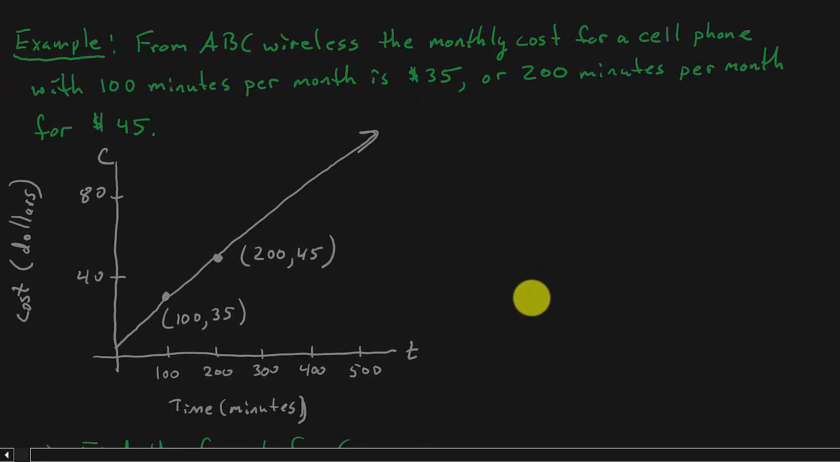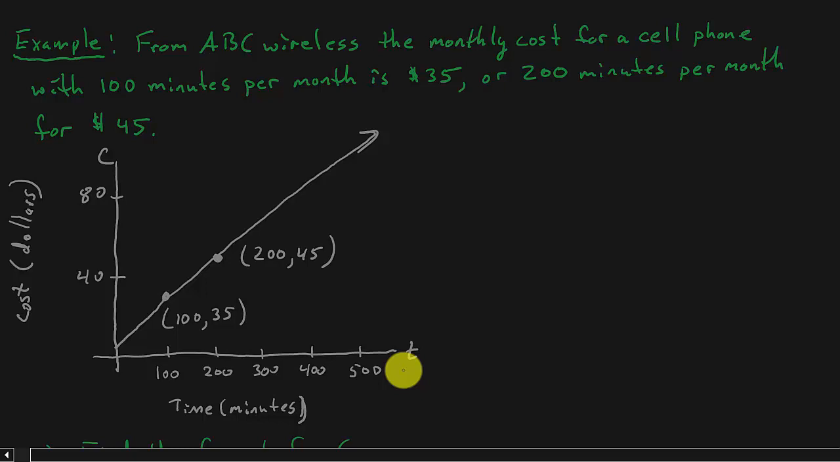All right, so from ABC Wireless, the monthly cost for a cell phone with 100 minutes per month is $35, or you can get 200 minutes per month for $45. And so what we've done, here's your minutes down here. This represents the minutes. So 100 minutes is $35. There's a point there, that's the point (100, 35). And then 200 minutes for $45. So if we go over to 200, that goes up to 45. This is the cost, and this is the time.